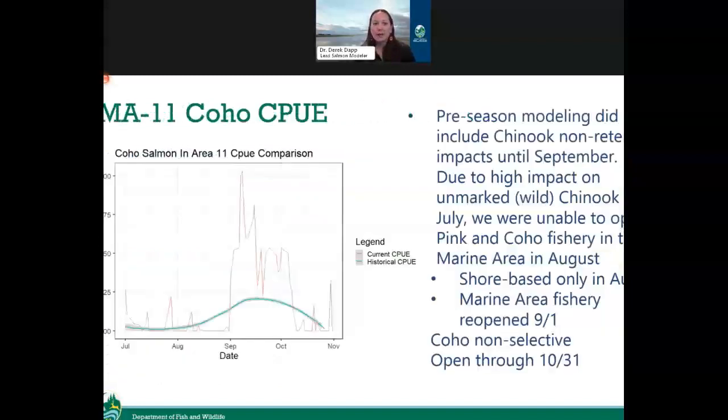So if we want to go to the next slide, please. This is looking at the Area 11 coho fishery now. So we can look at the CPUE plot for this.